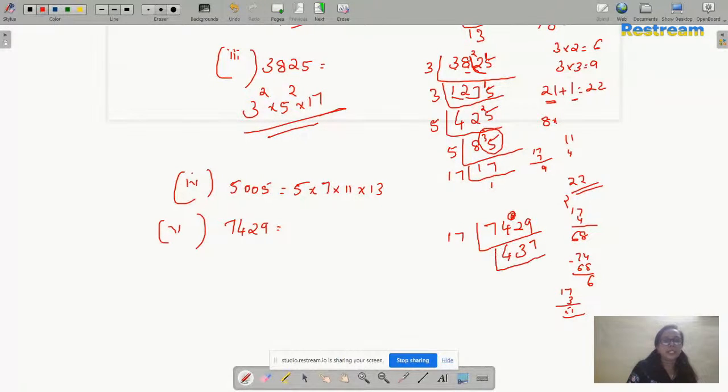Then again here, which number will be going? Which number? 437. Is it 19? 19 will be going. No other number will be there. 19. Okay. So 19, that is 43.